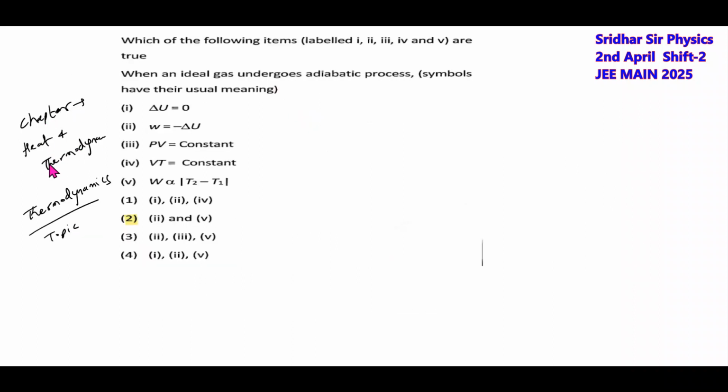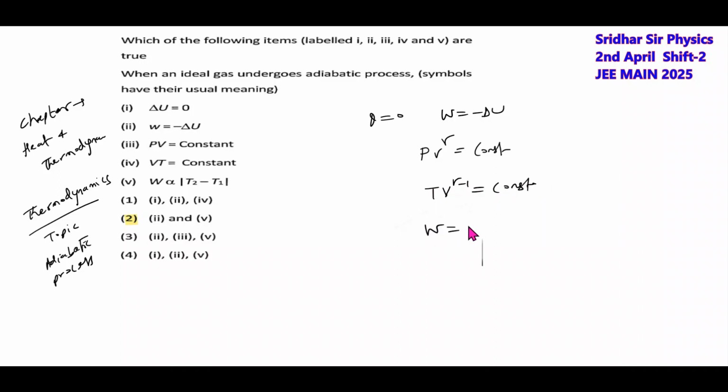Chapter name is Heat and Thermodynamics. The question belongs to Heat and Thermodynamics, and the subtopic is in thermodynamics, the basic process, the adiabatic process. So you should know the theoretical idea of what is an adiabatic process. In an adiabatic process Q will be 0, then W equal to minus delta U, and PV^gamma equal to constant, TV^(gamma minus 1) equal to constant.